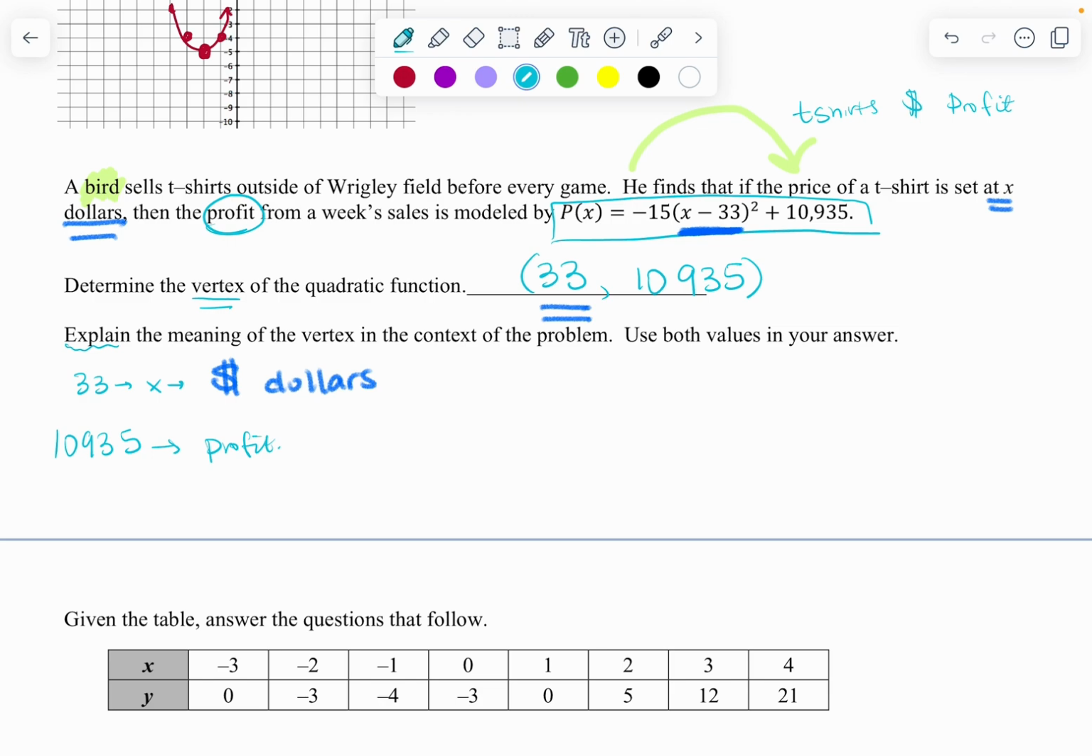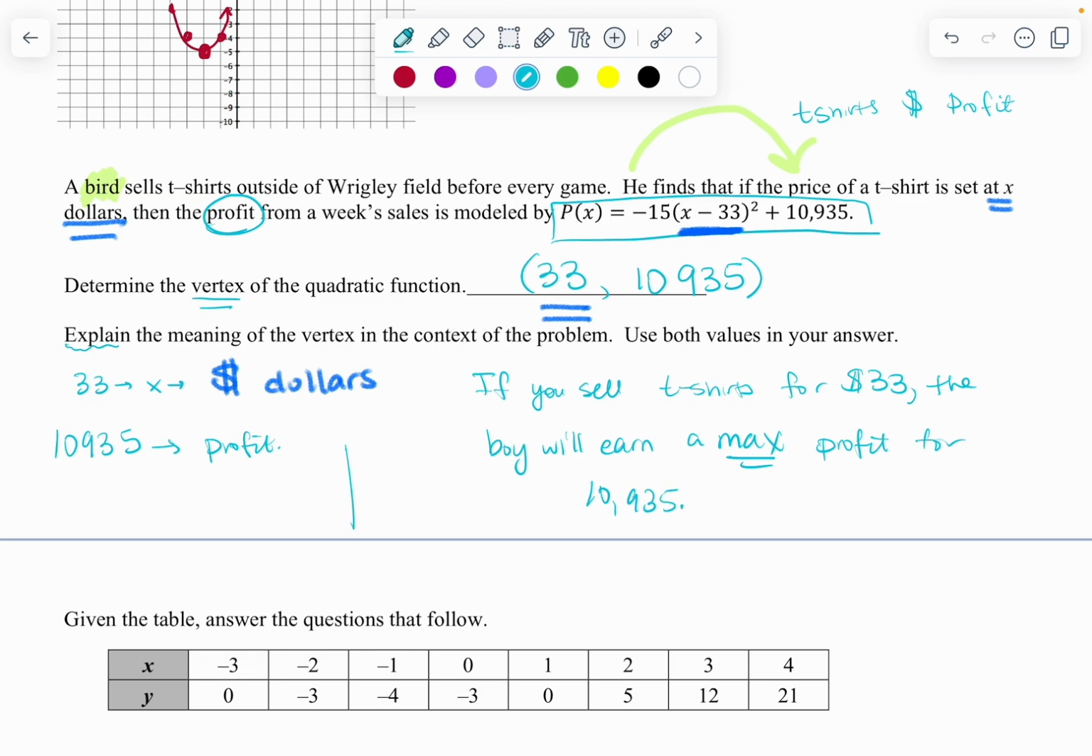So I'm just going to turn that into a sentence. So if you sell t-shirts for $33, the boy will earn a max, I'm going to throw that word in there, profit of 10,935. Because remember what this is. This is a parabola that's facing upside down, and it peaks at the vertex. So that's your max profit.